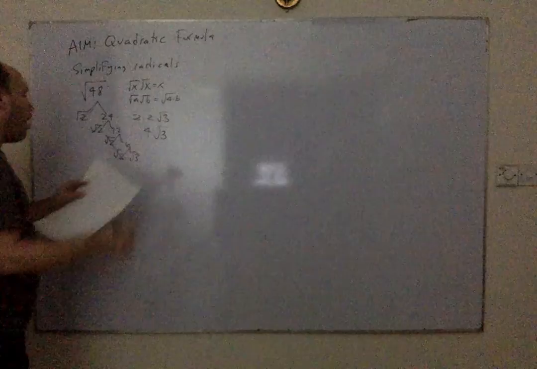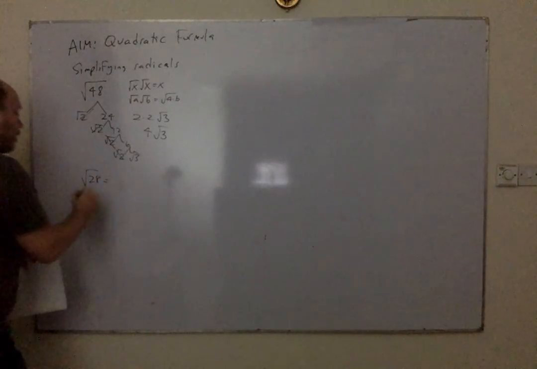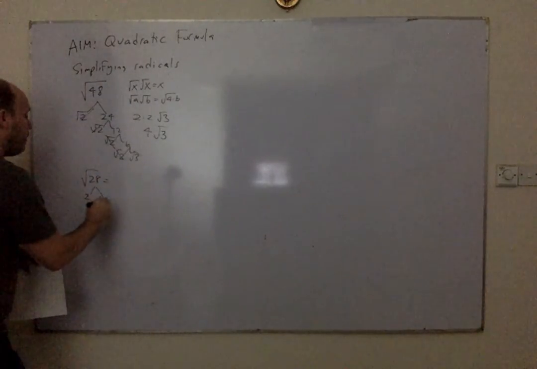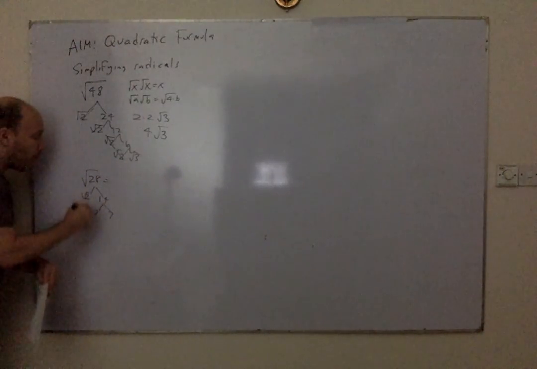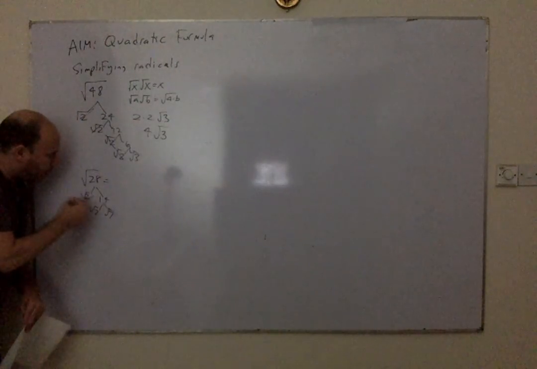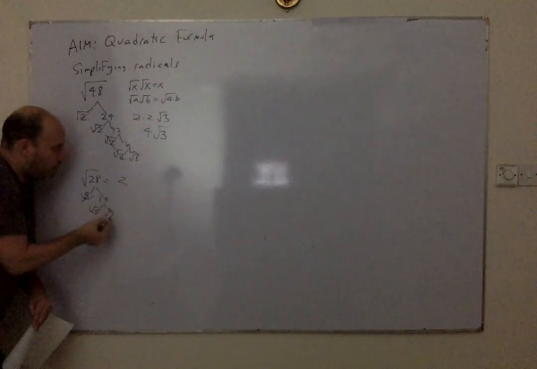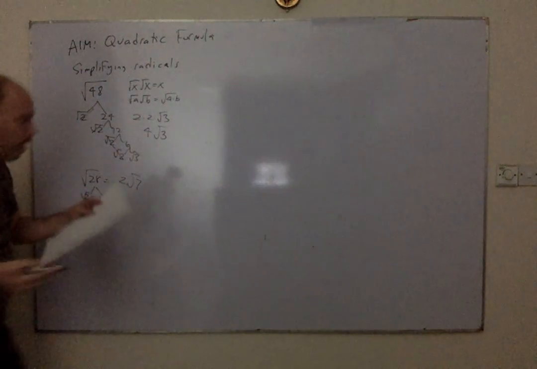Let's try another one. How about radical 28? Well, we can break this into 2 and 14, 2 and 7. So again, put all the primes under radicals and look for pairs. Radical 2 times radical 2 is 2. Radical 7 doesn't match. Let's try one last one.